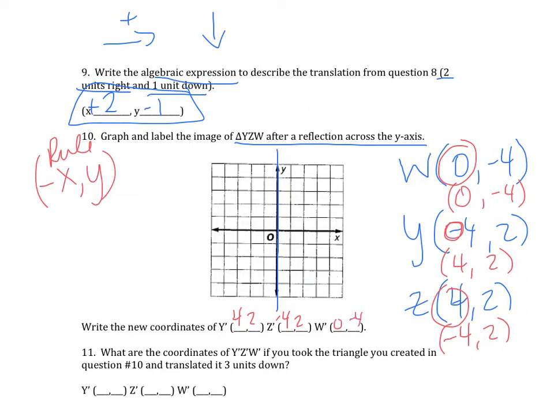So then I could plot those. So y would be, I would go over 4 and up 2. Then z would be, I'd go -4 and up 2. And then w would be 0 and then -4. So there we go.